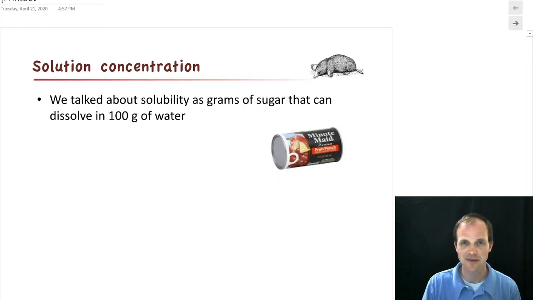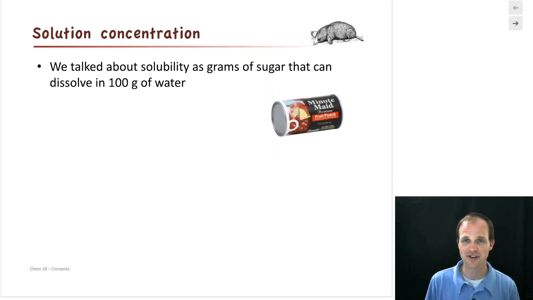We have now talked about solubility in a few different ways. We've talked about trends in solubility. We've talked about saturated, unsaturated. But this section is actually really the meat of this chapter. It's how can we accurately represent the solubility of any solution?